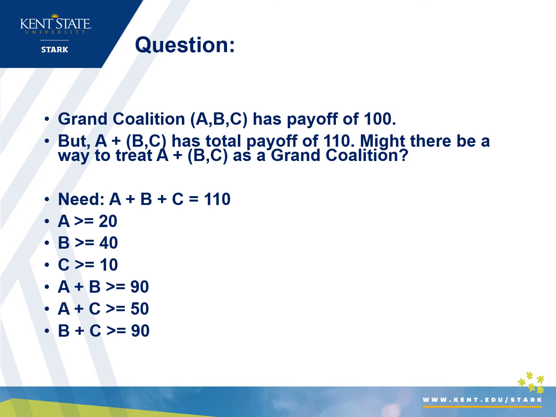So here's what we would need. What we would need is first that the total payoff would be 110, because that would be what would be available if we have the BC small coalition, right, plus A working by themselves. Then the individual payoffs: A has to get at least 20 for it to be worthwhile, B has to get at least 40, C has to get at least 10, and then also each of the sub-coalitions has to get at least as much from any agreement they make as they would get from making that sub-coalition. So A plus B has to be at least 90, A plus C at least 50, and B plus C at least 90. So let's reason through and see whether it's possible for us to come up with an A, a B, and a C payoff from this Grand Coalition that would actually be consistent with all of these constraints.